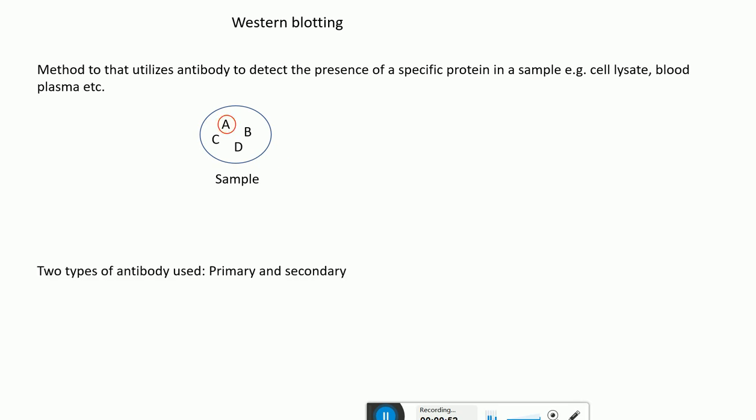So like I said before, the method of Western blotting utilizes antibody, and there are two different types of antibody that are used. One is primary antibody and the other is secondary antibody. Our primary antibody is specific to protein A if we want to detect this protein A in the given sample, right? Primary antibody is specific to the protein of interest. But the secondary antibody, which is usually polyclonal antibody, is specific to the primary antibody, and this will actually bind to the primary antibody.